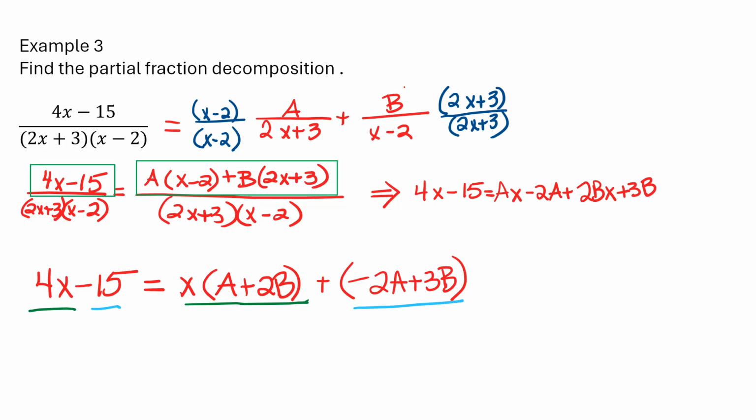So the x term is 4x. So on the right side, the coefficient of x is a plus 2b. So that must equal 4. So a plus 2b must equal 4. And then the constant part must be negative 15. So negative 2a plus 3b must be negative 15. So now I have 2 equations and 2 unknowns, and I can solve that.